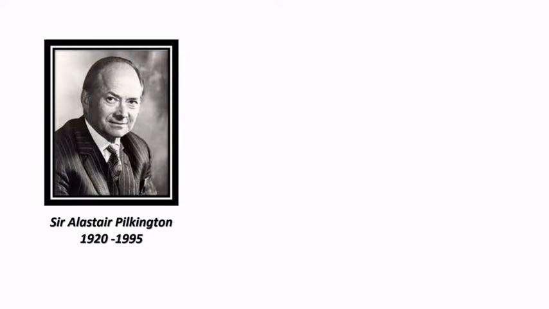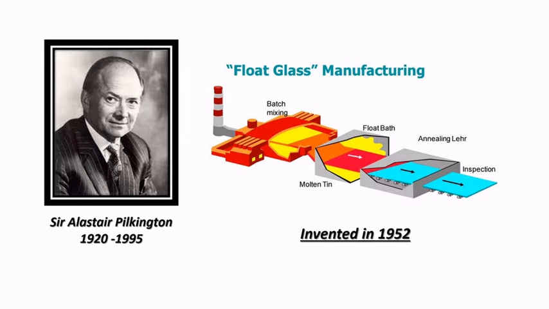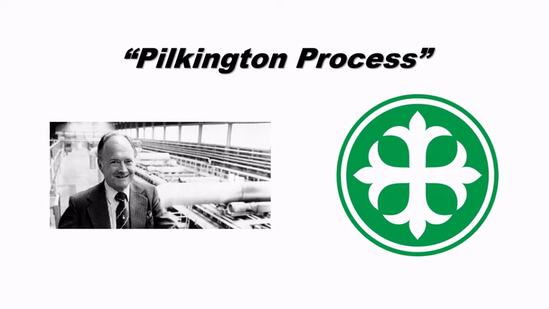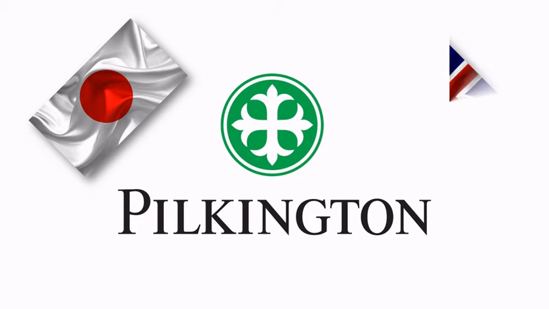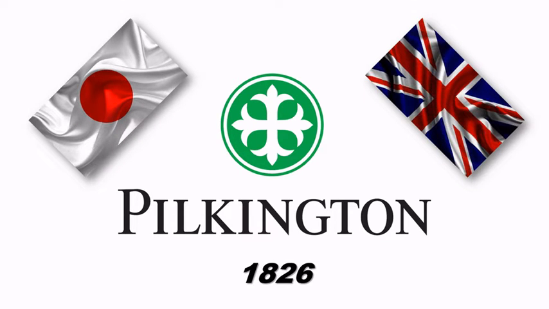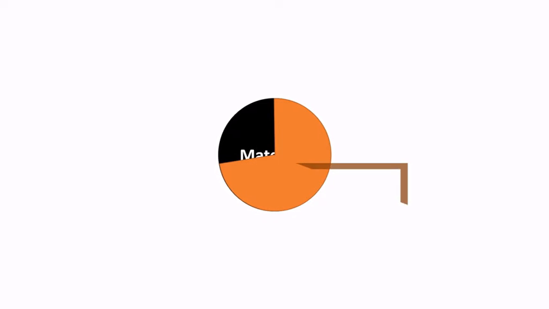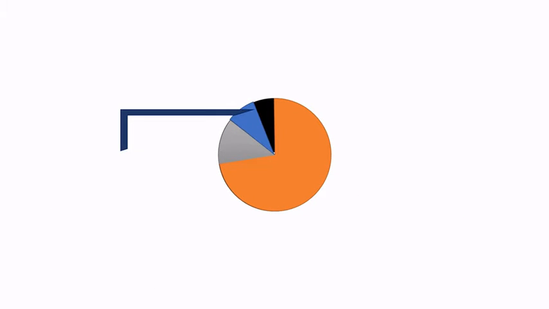Officially, the process was invented by Sir Alistair Pilkington in 1952. Its name comes from the most important part of the process, in which the molten glass floats inside the machinery. This process has also been called the Pilkington process, after the inventor and the company where it was invented. Pilkington is a Japanese-owned glass manufacturing company and was founded in 1826.